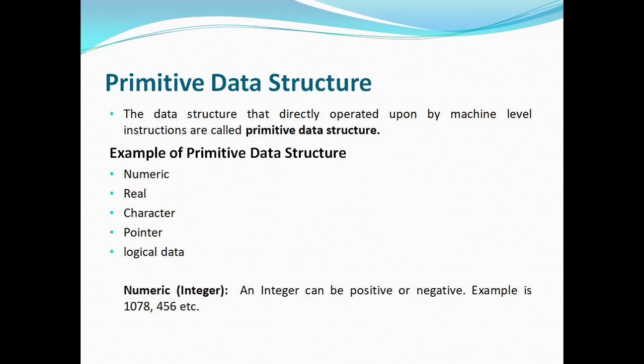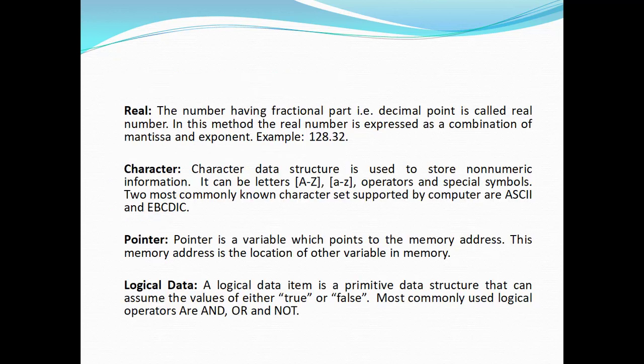Then we'll discuss what is primitive data in detail. The data structures that are directly operated upon by machine level instructions are called primitive data structures. Some of the examples of primitive data structures are numeric, real, character, pointer and logical data. First we will see the numeric or integer type. This is used to represent a number without decimal points. For example, 12, 50, 75, etc.